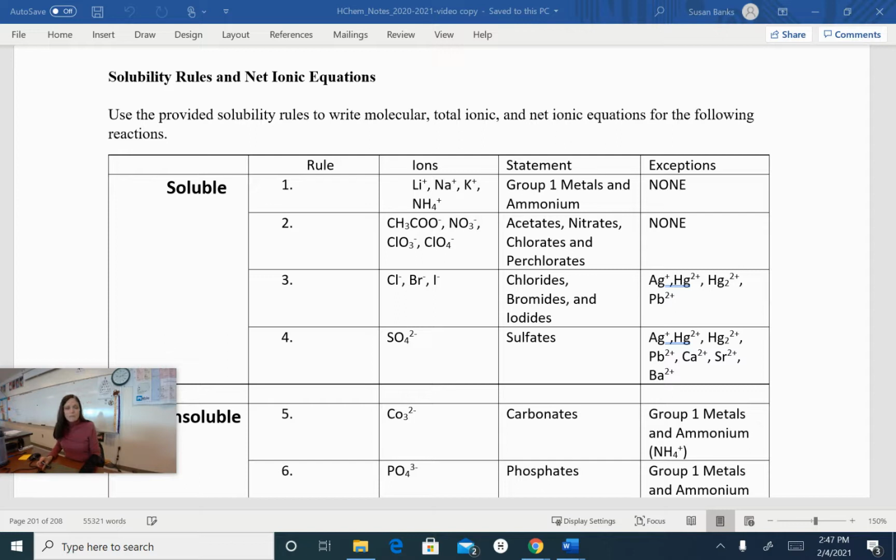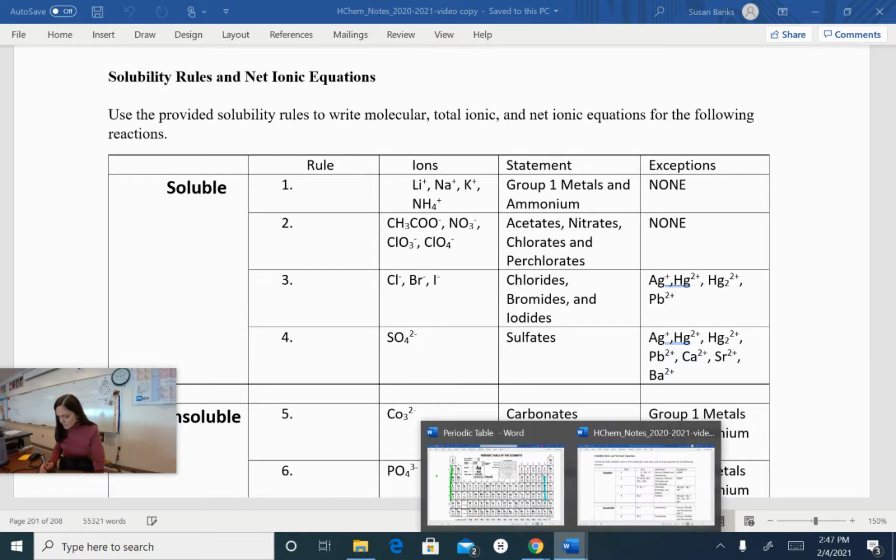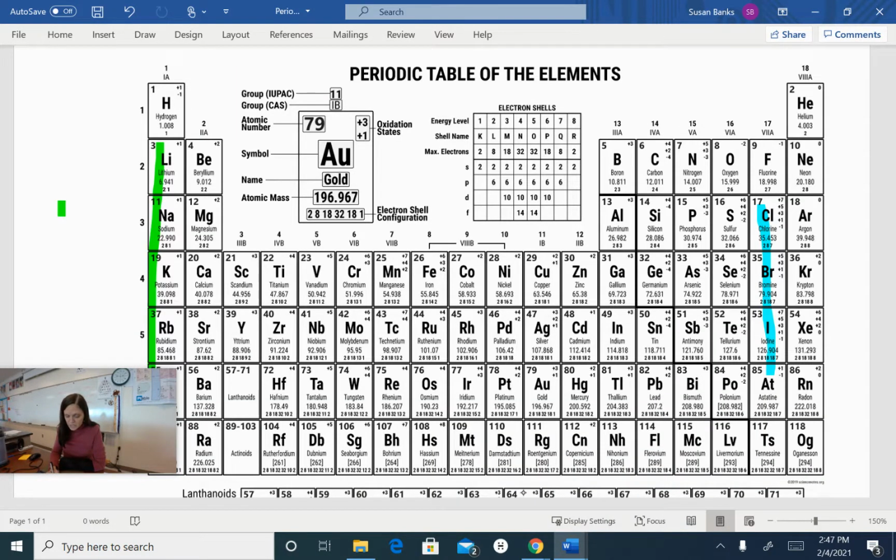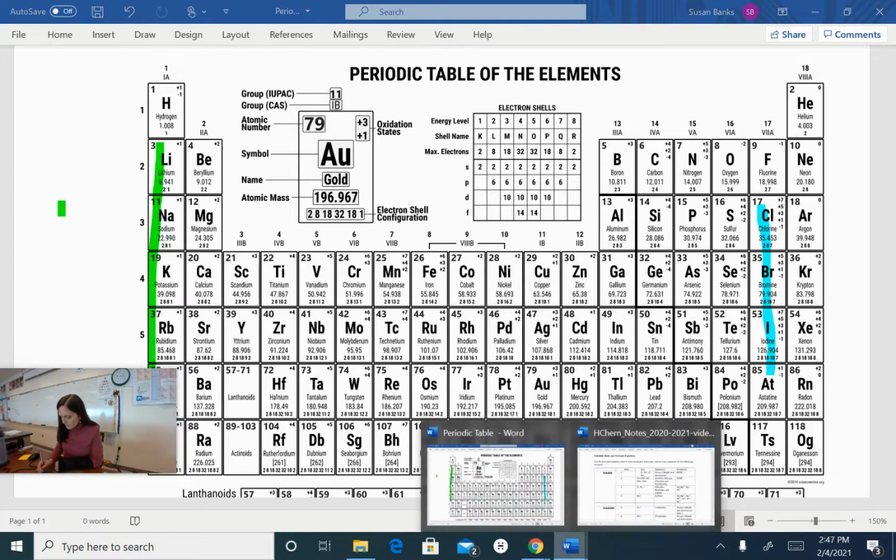So we're going to learn first what is soluble, meaning it can be dissolved in water, and then we're going to learn what's not soluble. So rule number 1, here we go. Rule number 1, ions, lithium, sodium, potassium, and ammonium. If we look at those ions on the periodic table, lithium, sodium, potassium, they're all in group 1. So our general rule is group 1 metals. Okay, so we're going to think of this rule as group 1 metals.